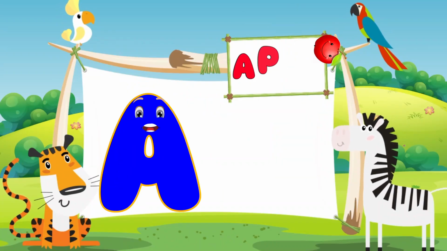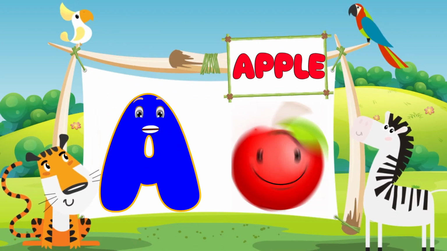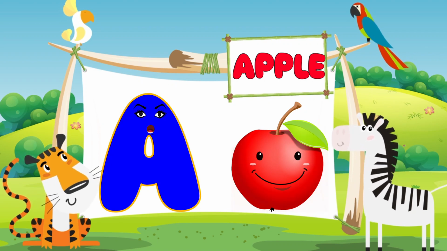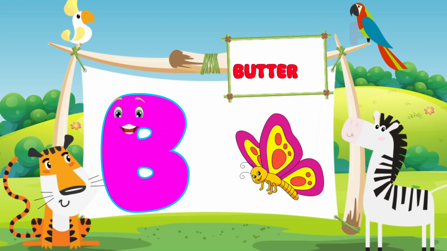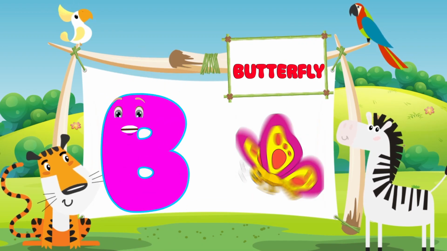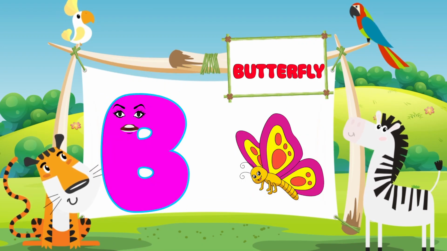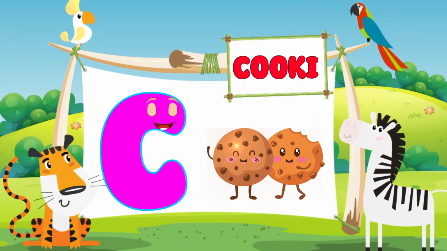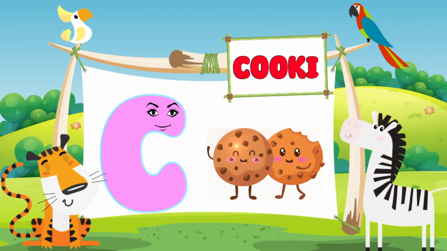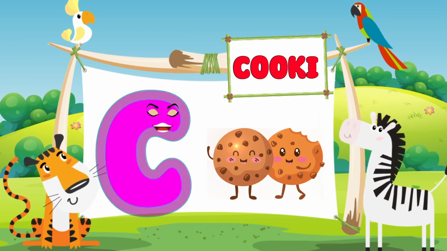A is for apple, a, a, apple. A is for apple, a, a, a. B is for butterfly, b, b, butterfly. B is for butterfly, b, b, b. C is for cookie, c, c, cookie. C is for cookie, c, c, c.